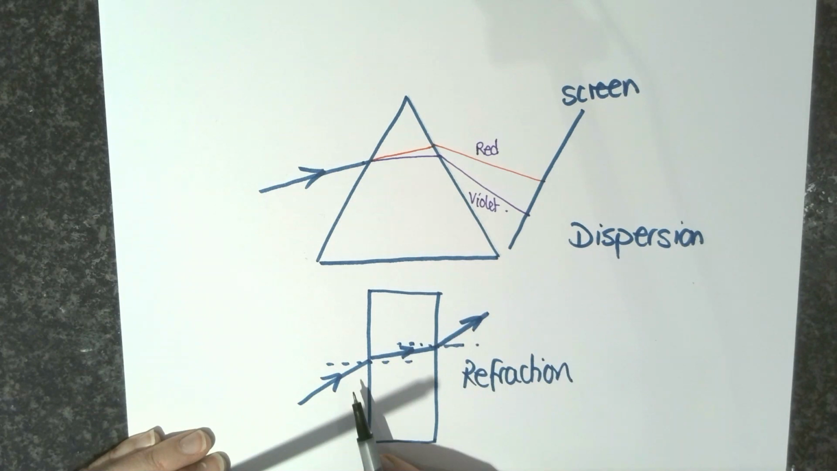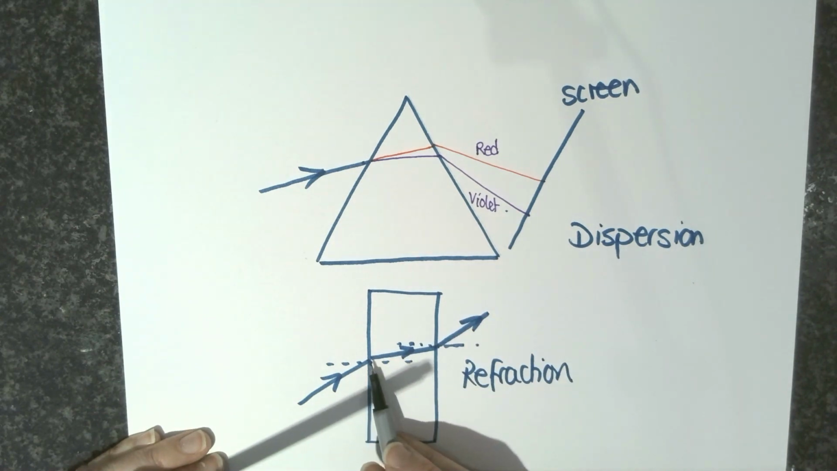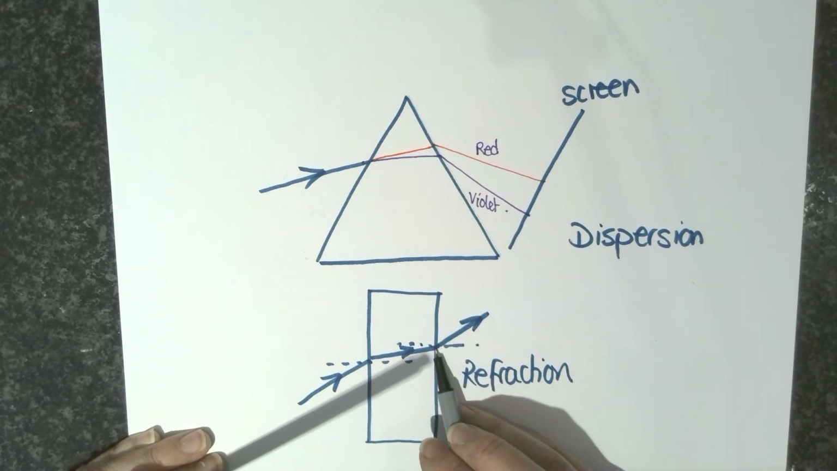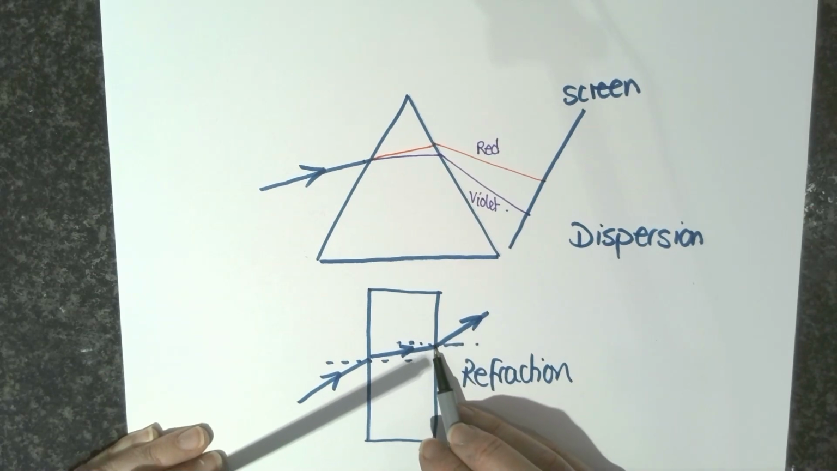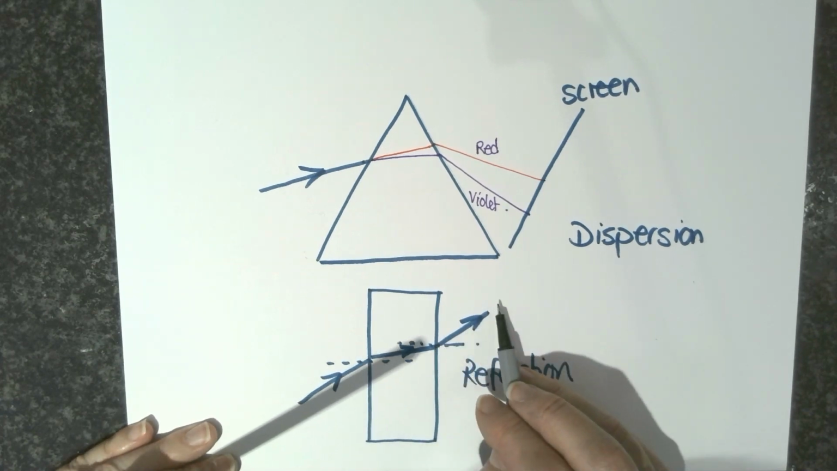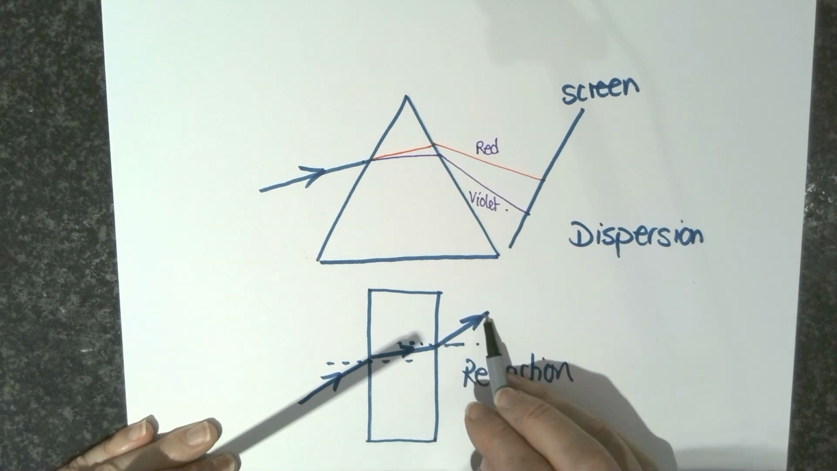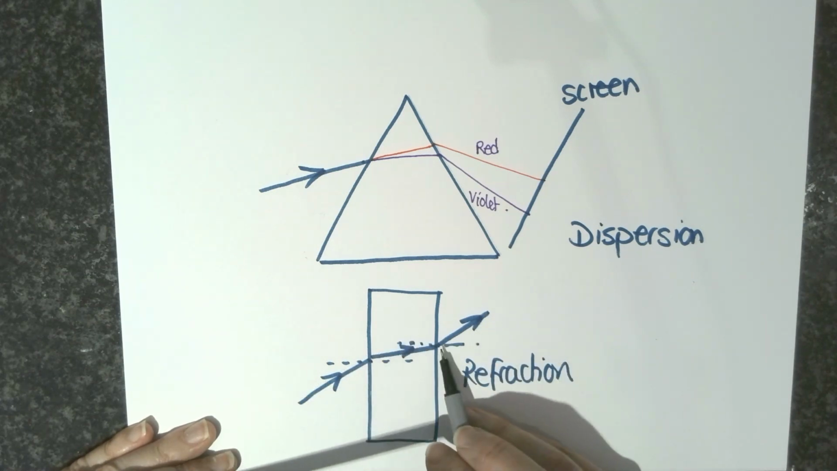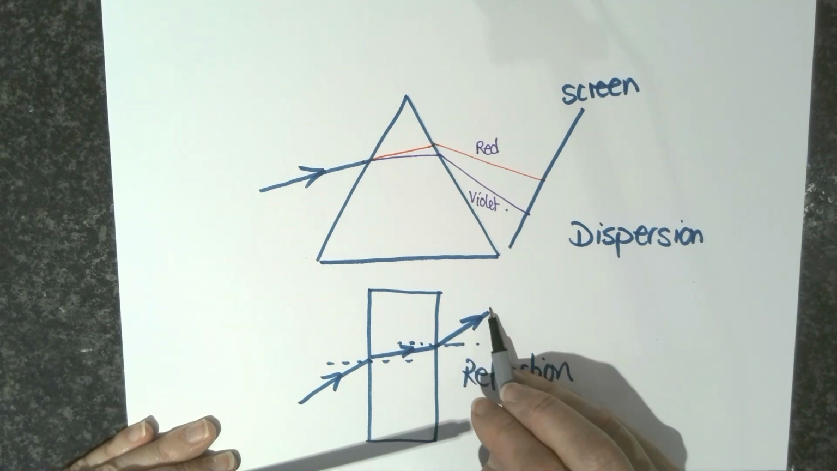Now you would have found at this point that the red and the violet had refracted differently, but because we're then coming to a parallel surface, when they were refracted here, they were refracted back to be going in the same path. So you end up with white light coming out. So you've got white light going in, refracted, white light coming out.